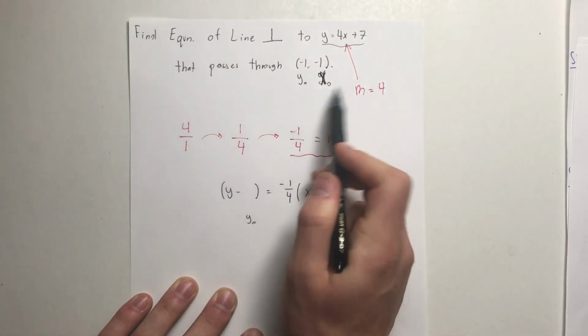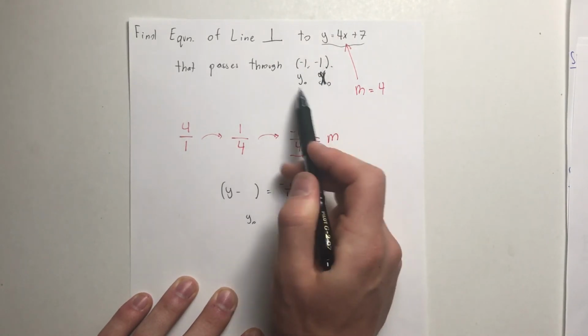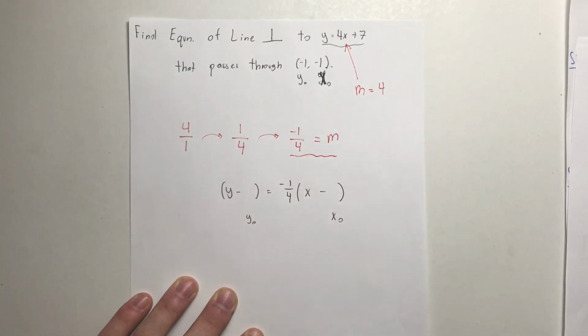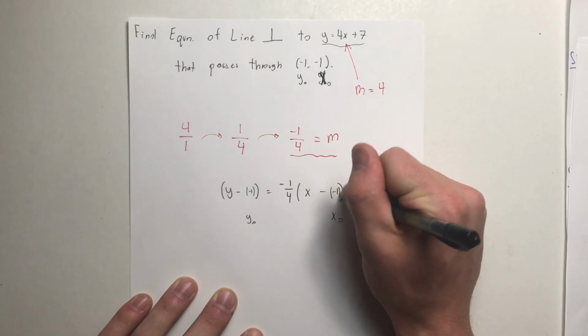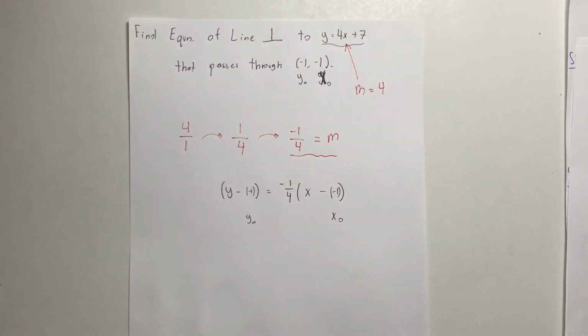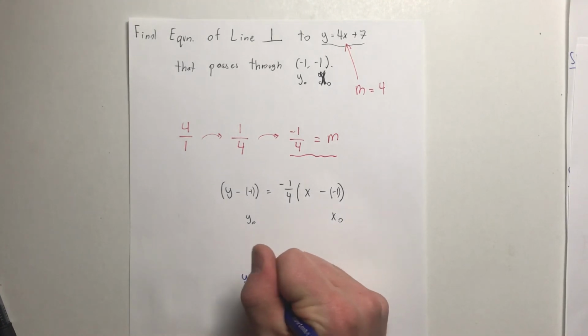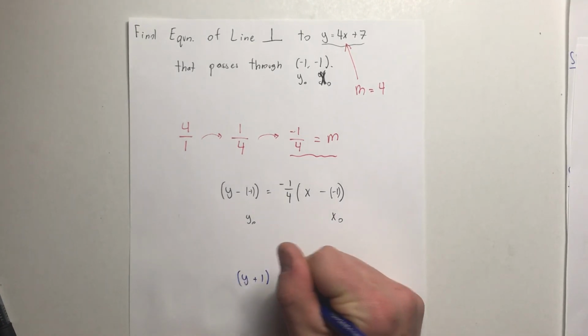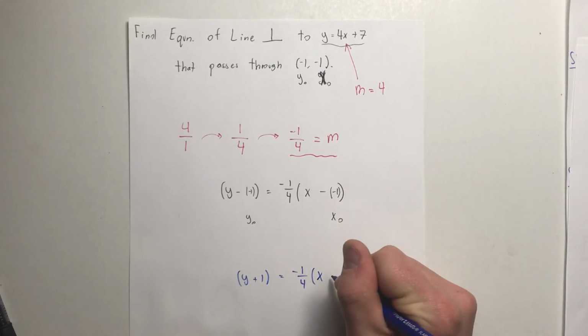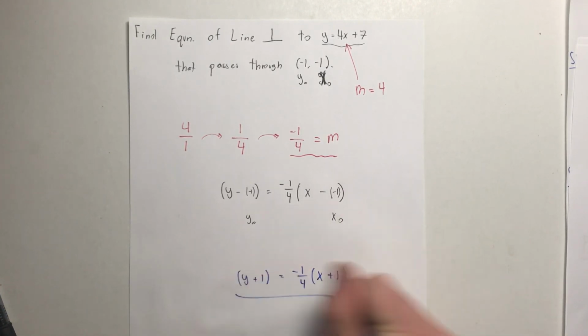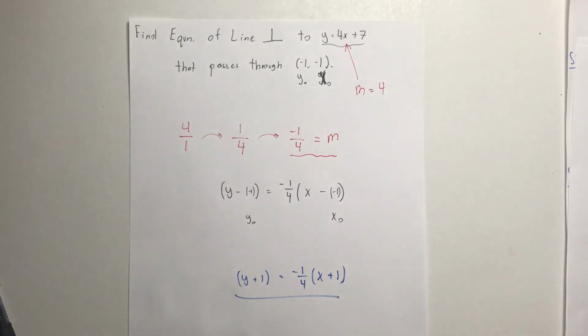So for y naught and x naught, a pretty good choice would be just to use the point that we're given right here. So we can just plug in a -1 here and a -1 here, and then if we want to simplify a little bit, we can. This is just going to be y plus 1 equals -1/4, our slope, times x plus 1. And there's the equation of a line that is perpendicular to this line here.